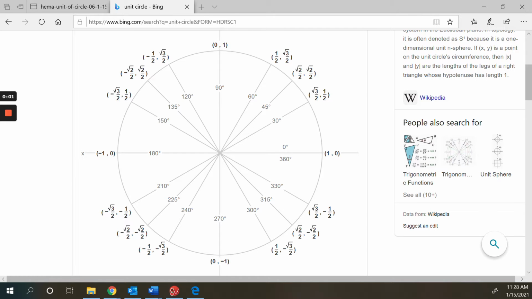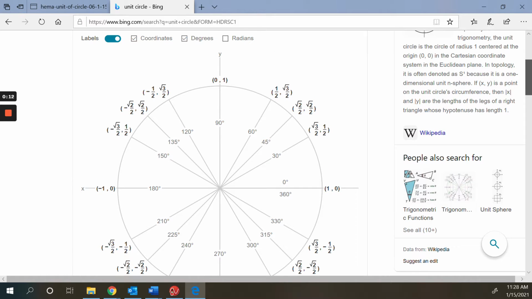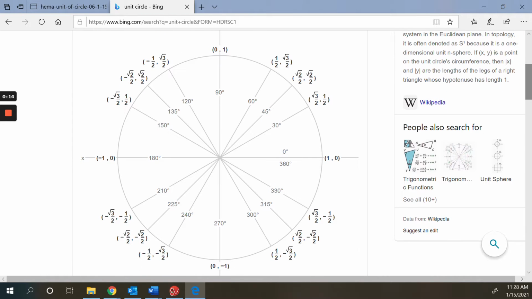Welcome back, students. Today I want to be talking about converting between radians and degrees. So to firmly understand how to do this, we should first understand what we mean by radians and degrees.